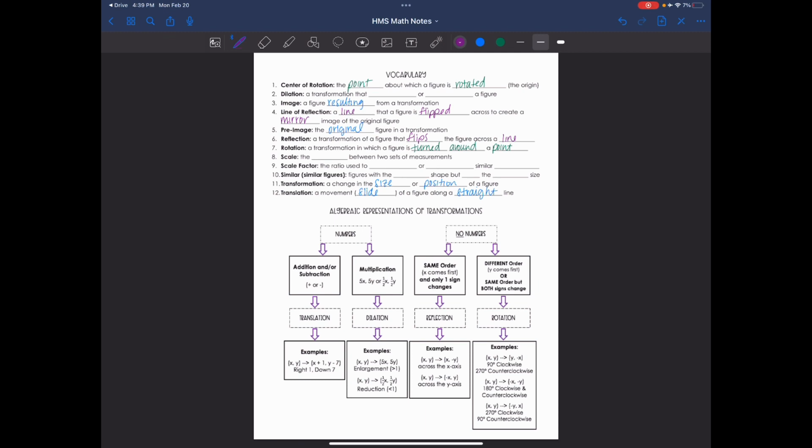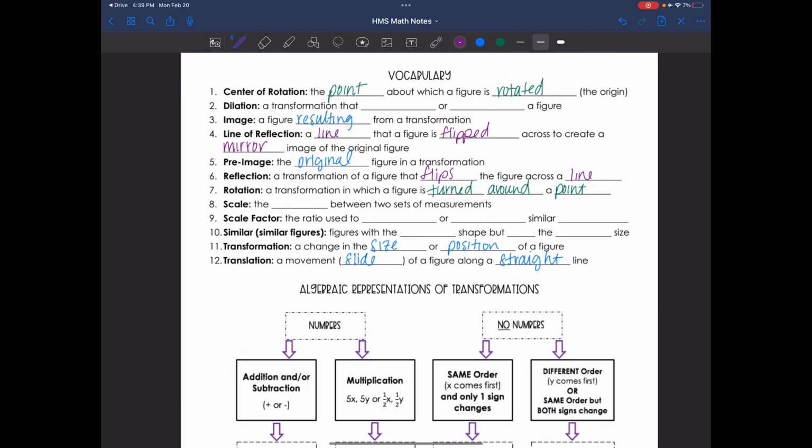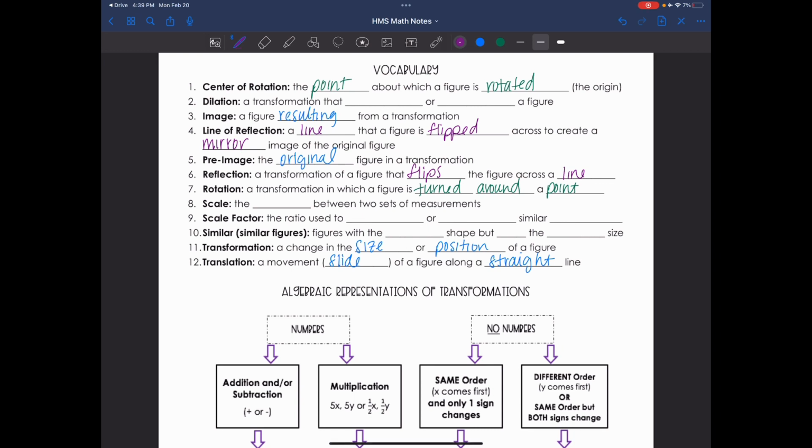Let's start with some vocabulary that we have been missing just because I haven't made the past ed puzzles. Today we're going to focus on the purple, but if you haven't filled in, go ahead and fill in now. You can pause. We're looking at number 4, line of reflection, which is a line that a figure is flipped across to create a mirror image. Line of reflection is where the figure is flipped across.